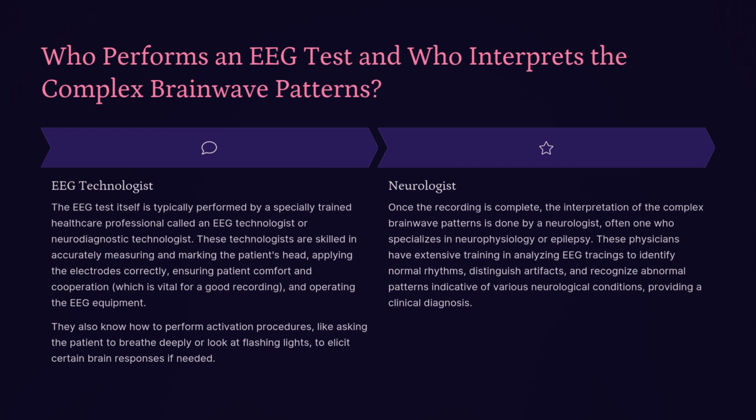They also know how to perform activation procedures, like asking the patient to breathe deeply or look at flashing lights, to elicit certain brain responses if needed. Once the recording is complete, the interpretation of the complex brainwave patterns is done by a neurologist, often one who specializes in neurophysiology or epilepsy. These physicians have extensive training in analyzing EEG tracings to identify normal rhythms, distinguish artifacts, and recognize abnormal patterns indicative of various neurological conditions, providing a clinical diagnosis.